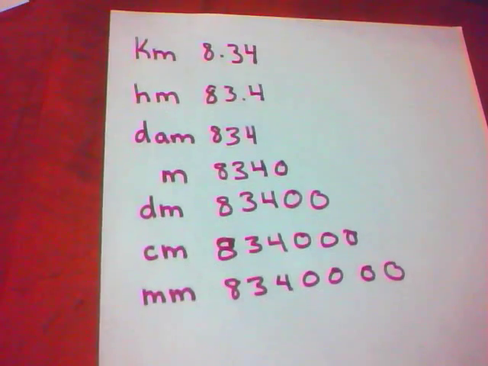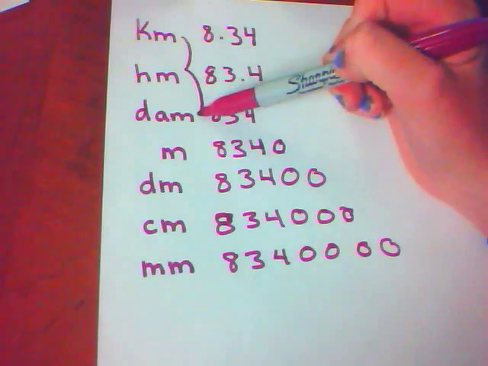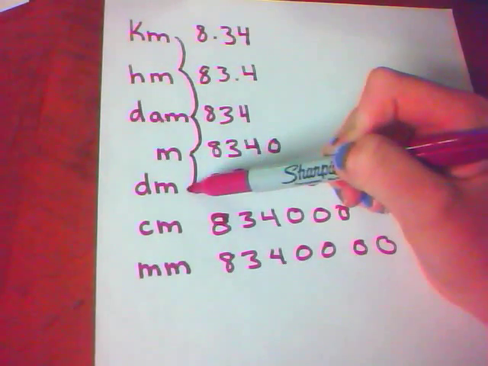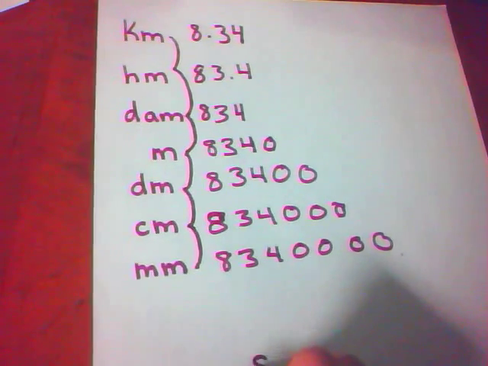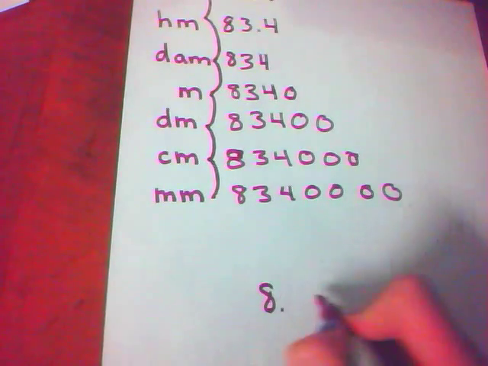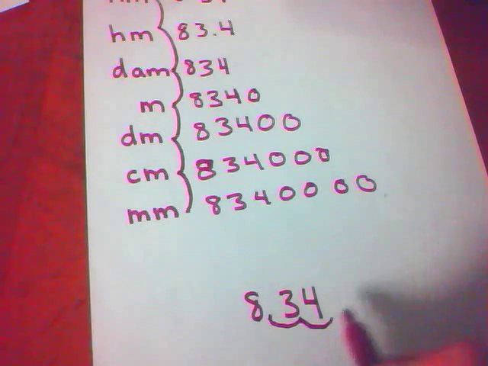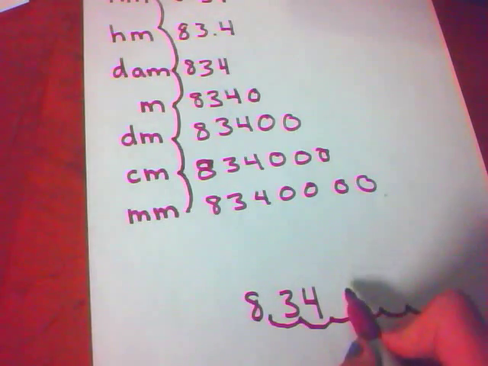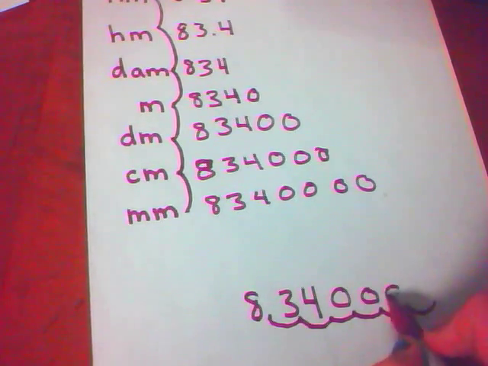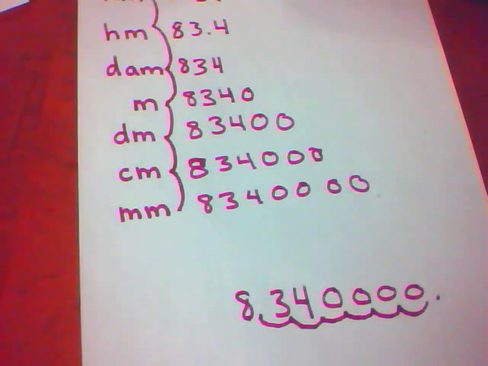Of course, another way to do it is this. So you count from kilometers down. 1, 2, 3, 4, 5, 6. So I moved the decimal over 6 places. So you have 8.34, and then you move the decimal over 6 places. 1, 2, 3, 4, 5, 6. And then you use placeholder zeros. And you get the same results as you did here. That is how you do basic conversions on the metric conversion scale.